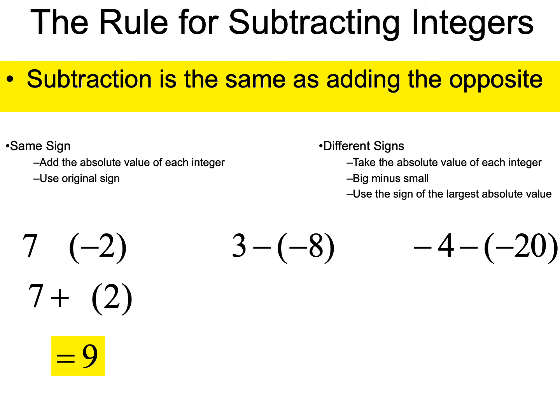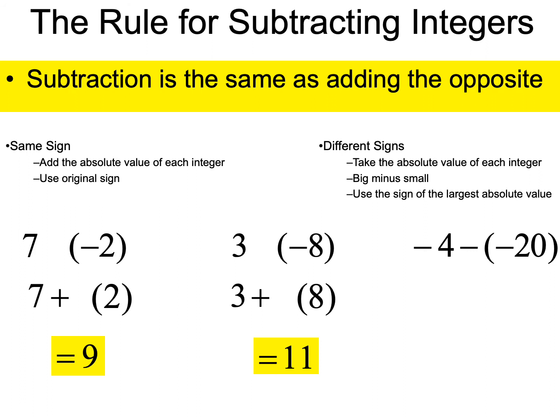Middle one, 3 minus negative 8. I don't get rid of both minus signs, I get rid of the first one. So that's 3 plus. The opposite of negative 8 is 8. 3 plus 8. If I do follow the rules, take the absolute value of both. That would be 3 and 8. Add. 3 plus 8 is 11. Use the original sign. I was originally adding a 3 and a positive 8, so that's positive 11.